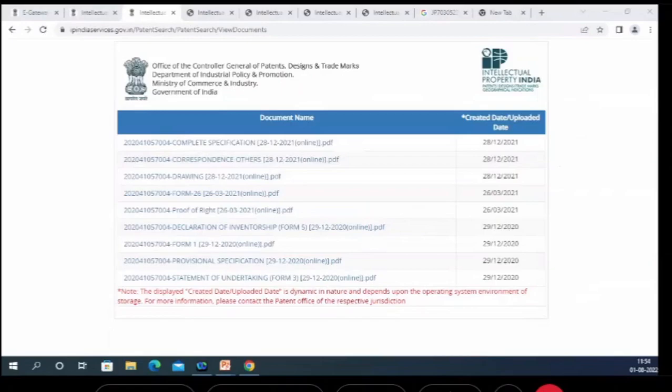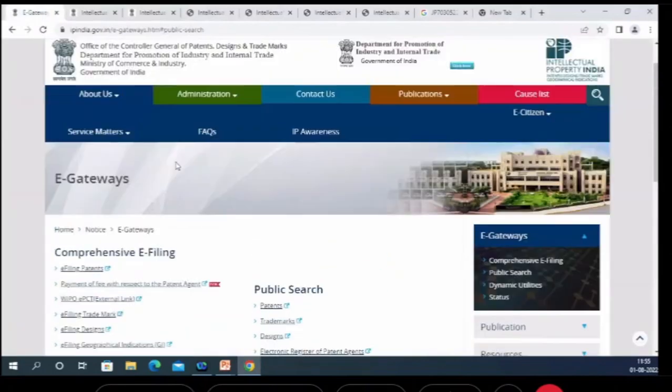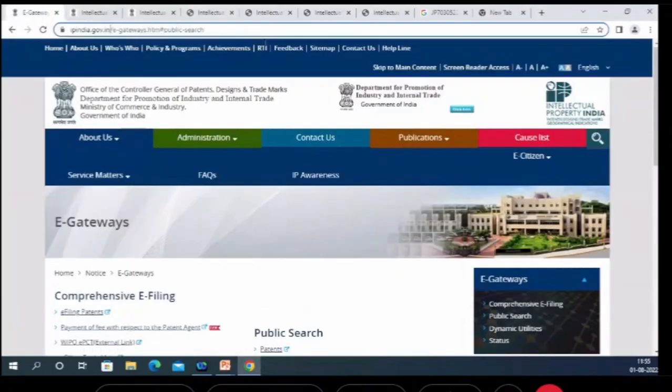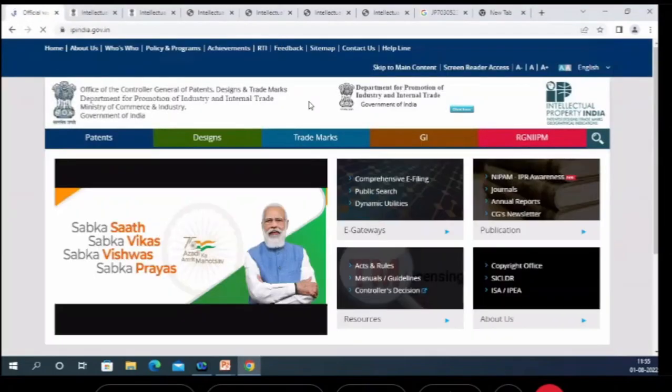What is the name of the search you spoke of? There are two types of search. The first one is Google Patents, and the second one is InPASS. Just go to Google and type Google Patents, or type InPASS. InPASS is the Indian Patent Advanced Search System. Just type InPASS IP India, or go to the IP India website. Just see, this is the IP India website. Again, I am showing. Then you can go for public search.